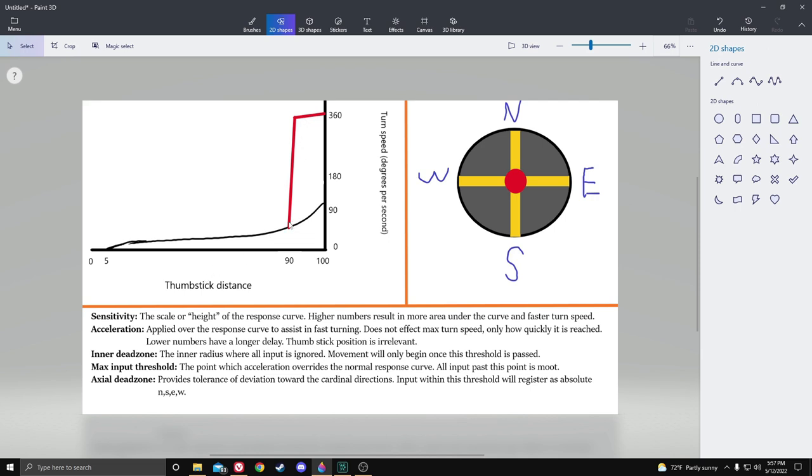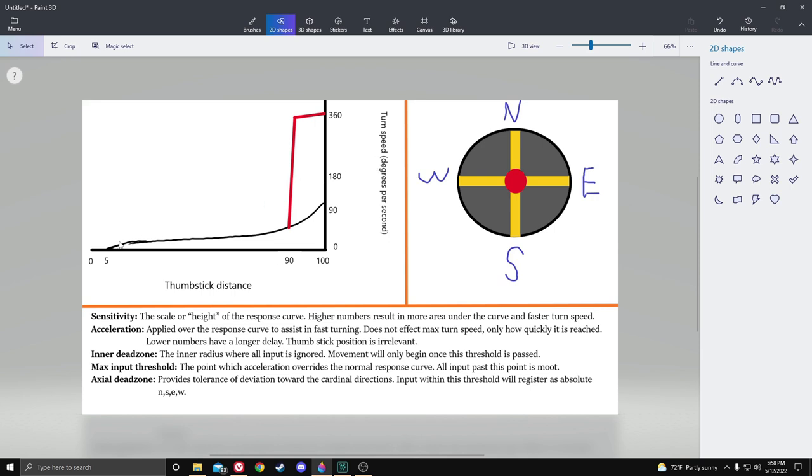Now it's important to note, this is very critical, thumbstick placement is irrelevant for the purpose of acceleration. Once you peg or hit your max input threshold, what you do past this point is irrelevant. It doesn't matter what you do with your thumbstick while acceleration is being applied. It is only a factor of time and sensitivity.